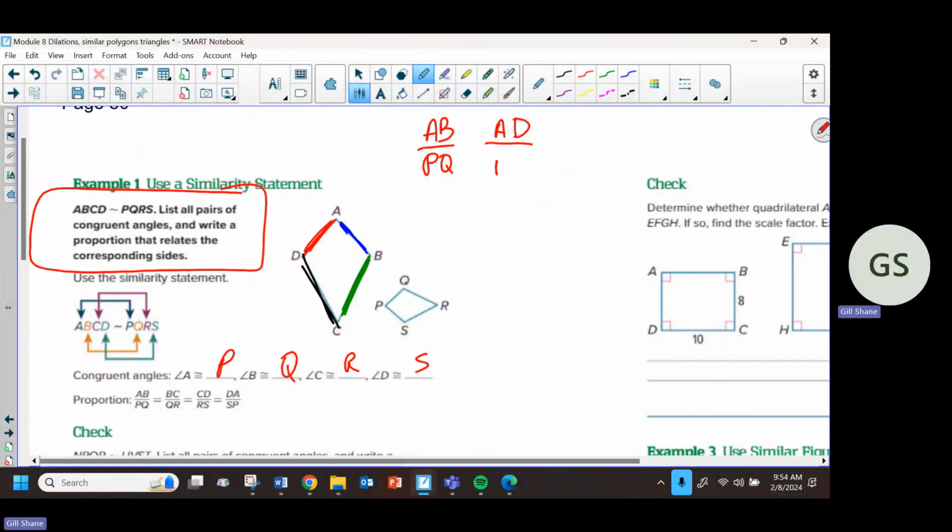Again, it's the same side, so that's fine. Black DC. RS, is that what I'm hearing? SR, RS, whatever, same thing. And what's the last one? BC. All right, so here's the big concept.